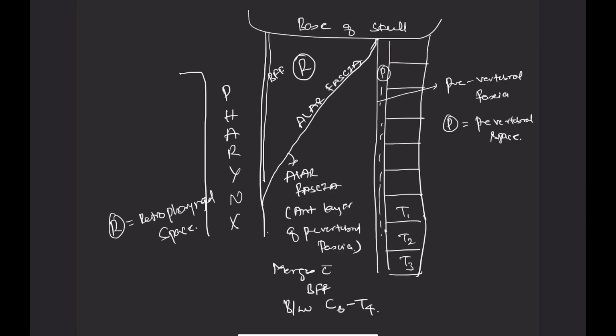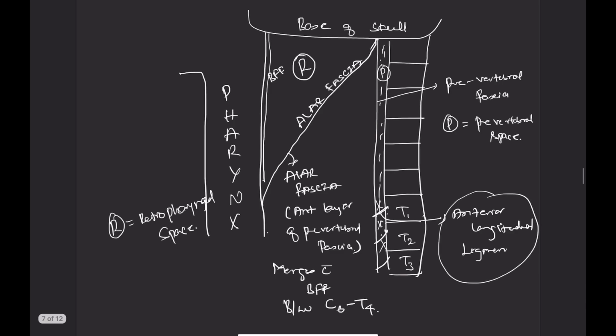It is separated from the thoracic region by an extending ligament, which is called the anterior longitudinal ligament. So remember, any infection in the prevertebral space does not go into the thorax, because of the anterior longitudinal ligament.